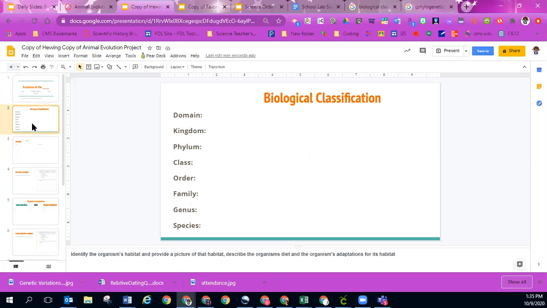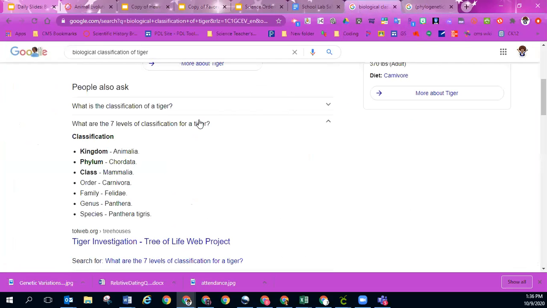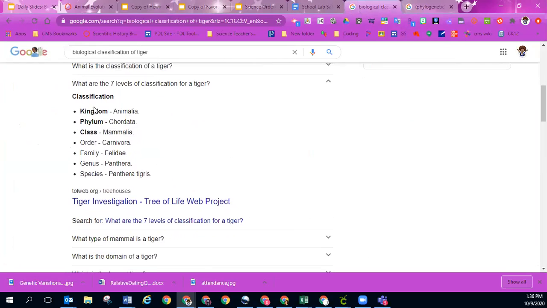The second slide deals with you finding the biological classification of your animal. So that's the scientific name of whichever animal you decide to choose. So we know that I like tigers. So if I were looking for the biological name of a tiger, this is the biological name.